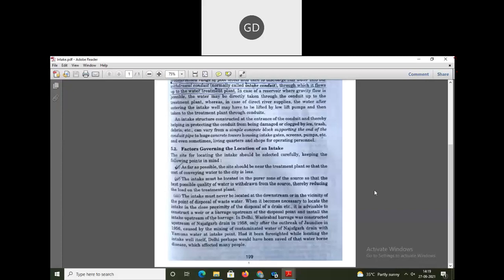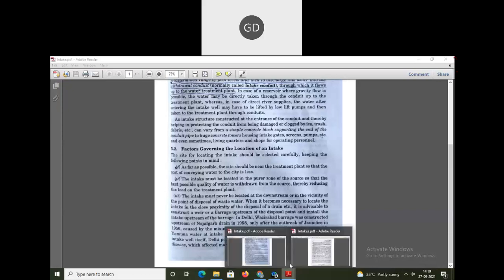Number three: the intake must not be located at the downstream or in the vicinity of the point of disposal of wastewater. It is the same thing: the intake must be located near the purer zone of the source, and it should not be located at the downstream site where there is maximum possibility of disposal of wastewater.